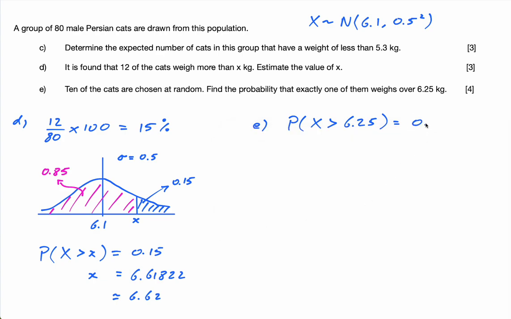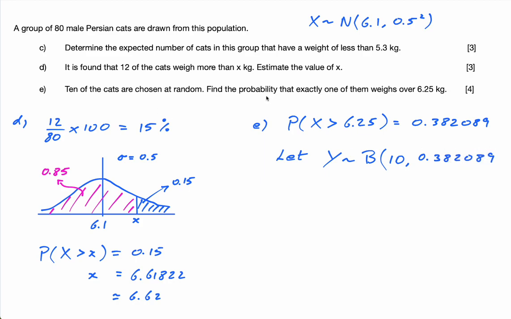0.382089. Don't round it yet. And now, they often do this, guys, they turn a normal distribution question into a binomial distribution. So now I'm going to bring in a new variable, let's go with Y, capital Y. Capital Y is a binomial distribution. There are 10 trials because we're taking 10 cats, and the probability of success is this, because this is the probability that they're over 6.25, so it's 0.382089.